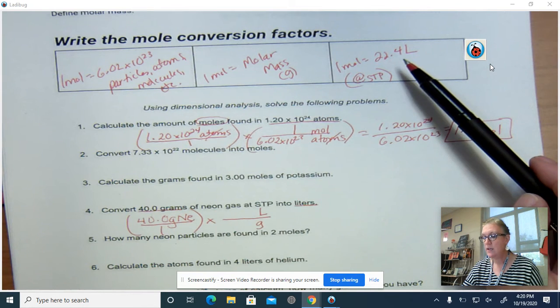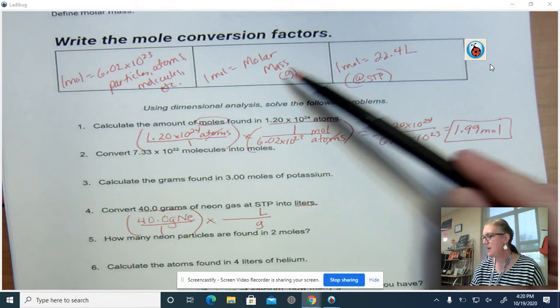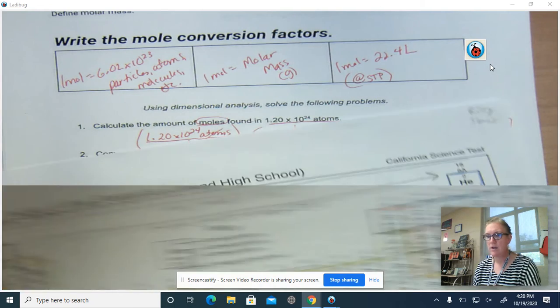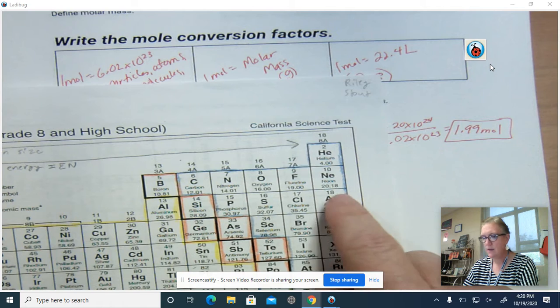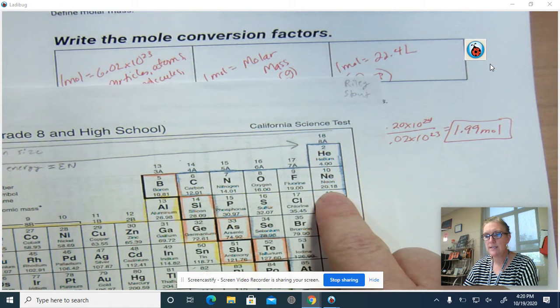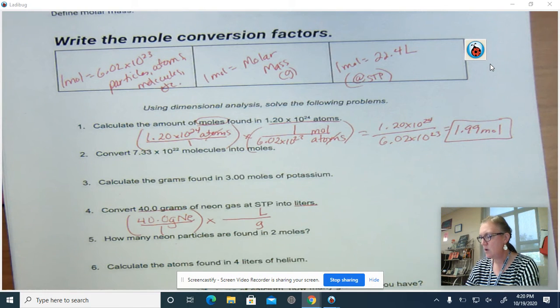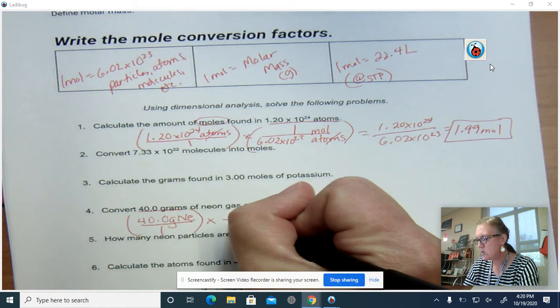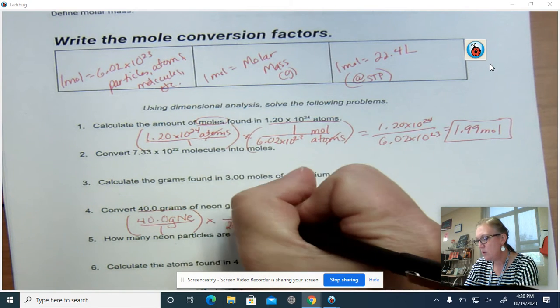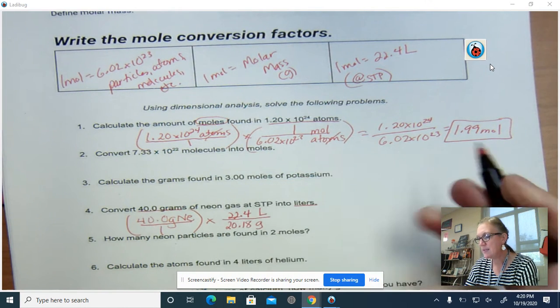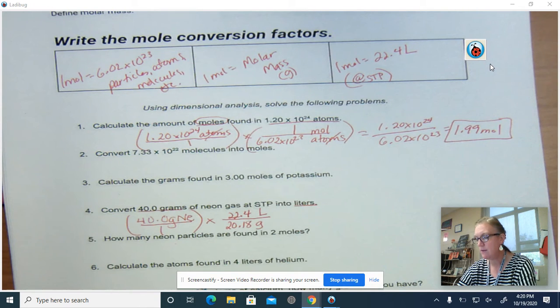So all I'm going to do is find the molar mass. And remember, the molar mass is what's on the periodic table, so you'll need your periodic table handy. You look for neon. Neon's molar mass says 20.18 grams. And if you have that, that means at STP it would take up 22.4 liters of space. So I'm just going to use that number right there.